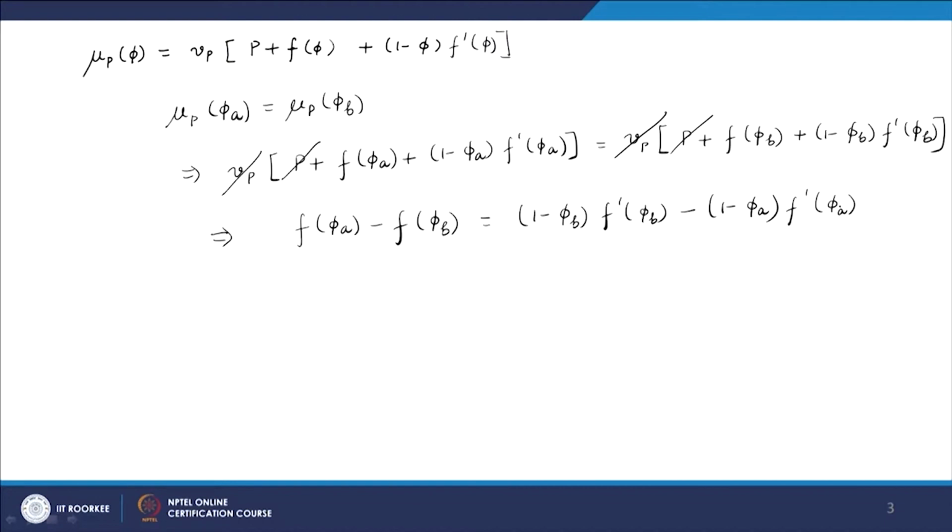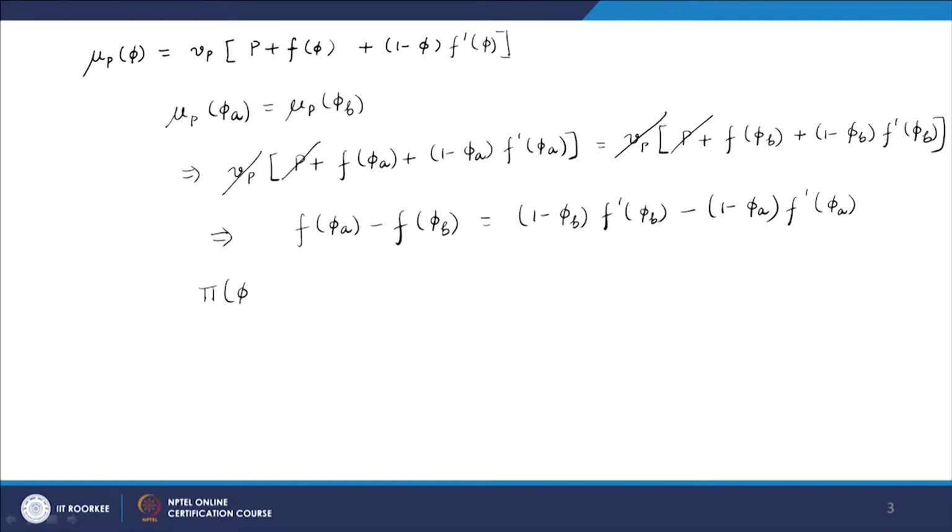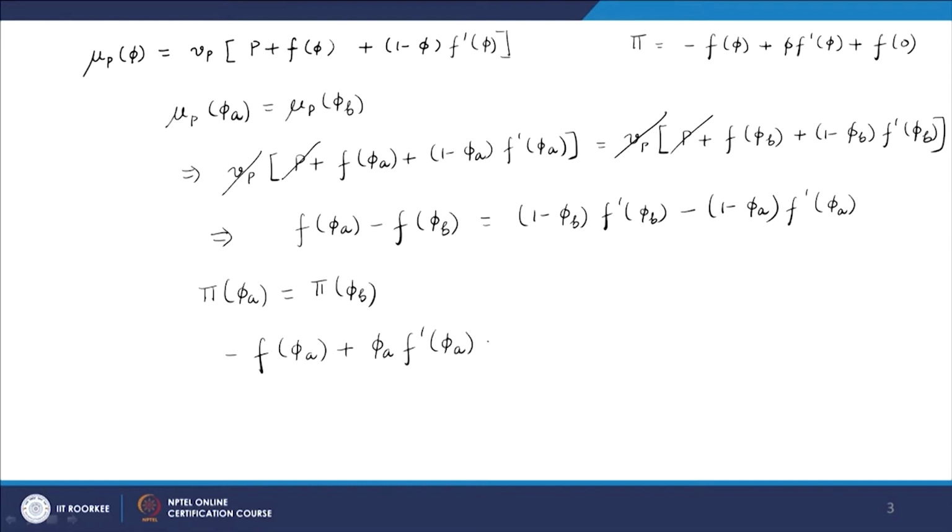Now, we can also write the same thing for equality of solvent chemical potential, but let us first write it for the osmotic pressures. So, we know the osmotic pressure is the following. So, we have, again, certain cancellations.